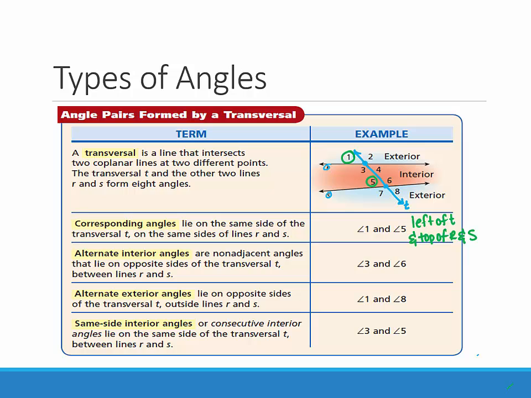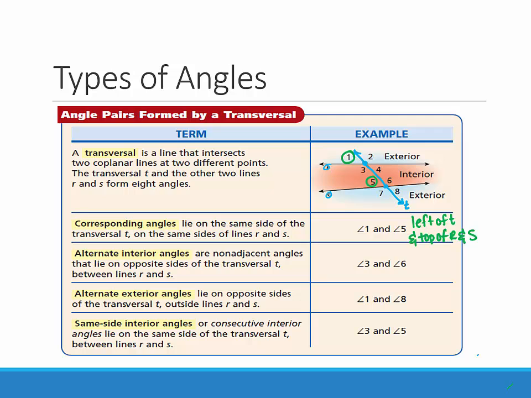So another example would be like 2 and 6. They're both to the right of T, but on the right side. Or like 3 and 7. Those are both on the left of the transversal, but they're on the bottom of lines R and S.